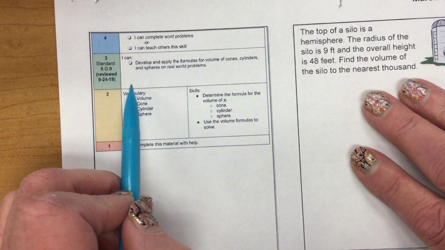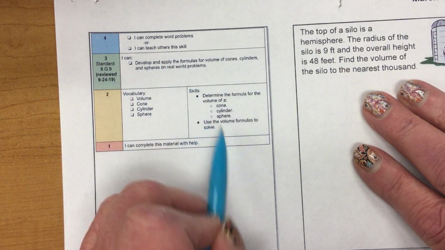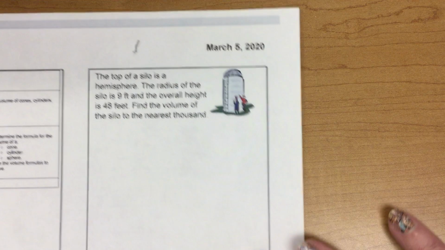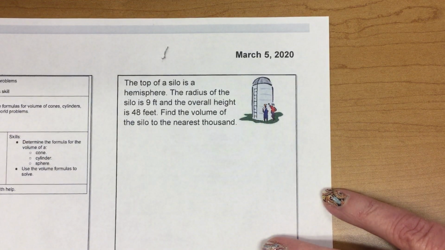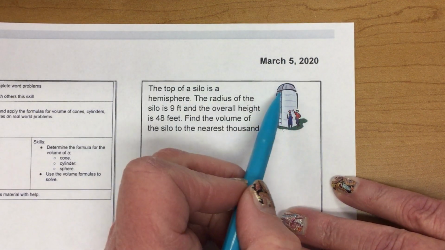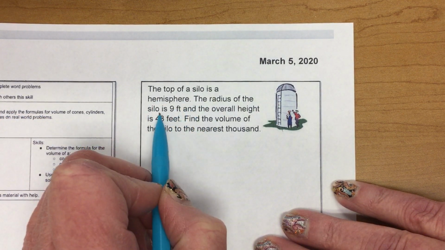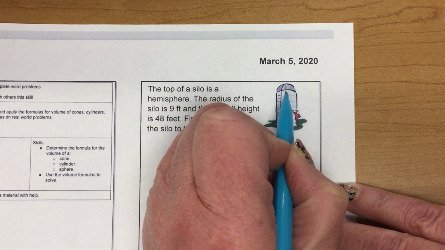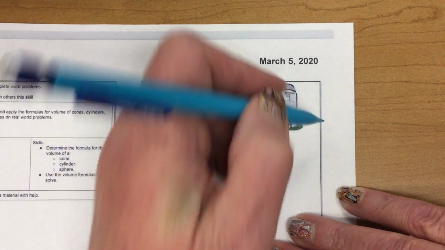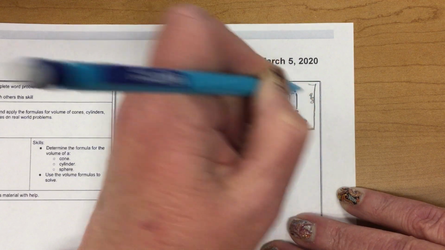Again, our standard: I can apply that formula and find volume of cones. Now, we're going to backtrack a little bit, and we're going to use a real-life problem. In real life, this happens to be a lovely cylinder and a hemisphere to make our silo. The radius of the silo is 9 feet. So that means that radius is 9. And the overall height is 48. So that means from here to here is 48.